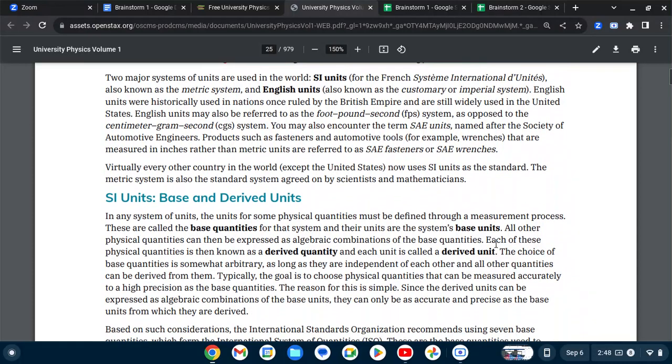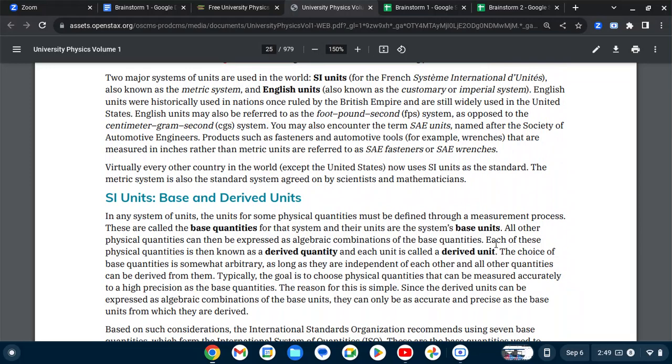2 major systems of units are used in the world: SI units, the metric system, and English units. English units were historically used in nations once ruled by the British Empire and are still widely used in the United States. English units may also be referred to as the foot-pound second system, as opposed to the centimeter-gram second system.